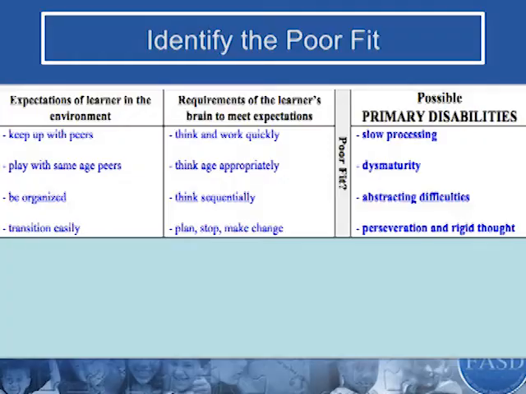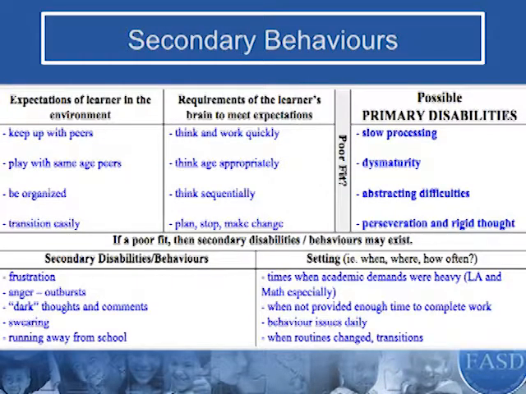Now that we know who this learner is, the LEIC page requires us to identify where the poor fits are. First, we determine the expectations of the setting and of Tom's brain and relate them to the primary disabilities. We can then identify the poor fit. For example, if the expectation is to work and think quickly, and Tom displays a slow processing pace, then that clearly is a poor fit. When there is a poor fit, many secondary behaviors are typically observed. In this case, accommodations are clearly needed to support the primary disabilities and to reduce Tom's frustration.